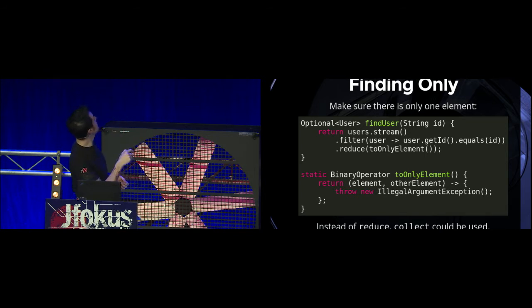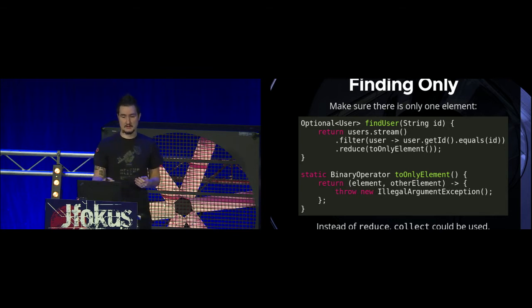So this way, you can say, I want to filter by user IDs, as I did before, and then I reduce to only element, and now I'm sure that there's only one element. If there's more than one, the stream pipeline fails with an illegal argument exception.